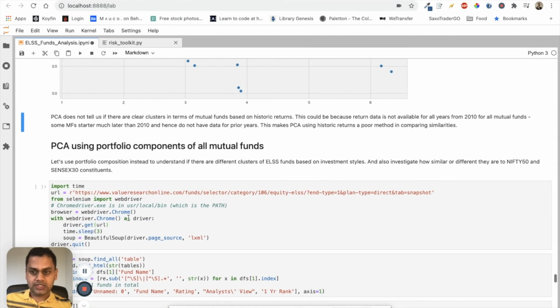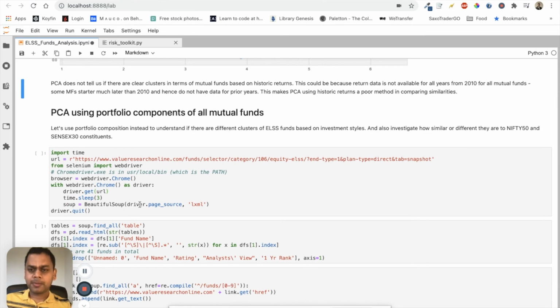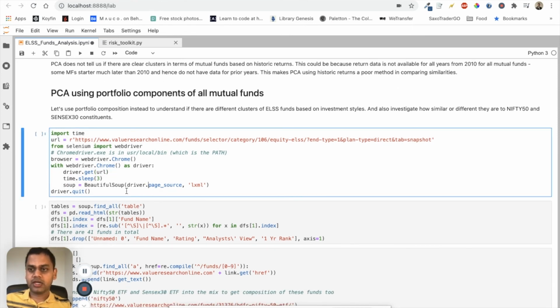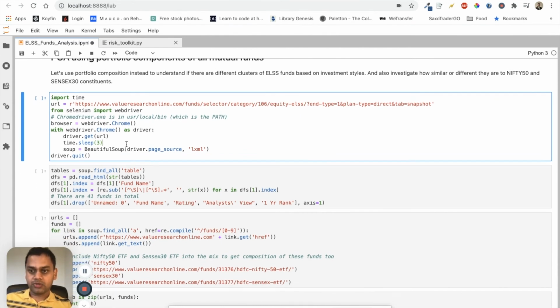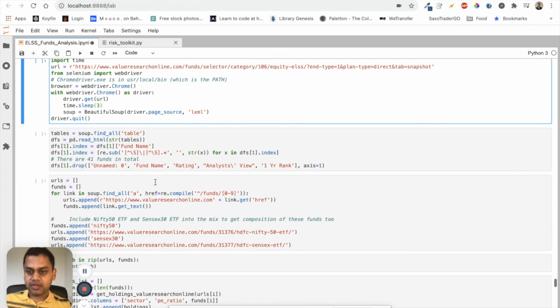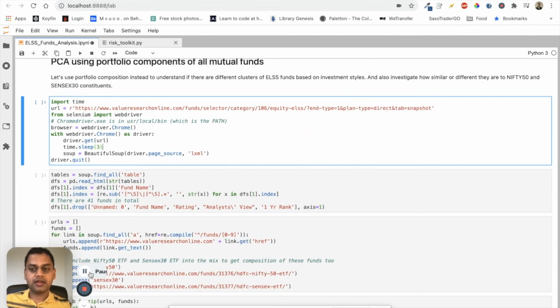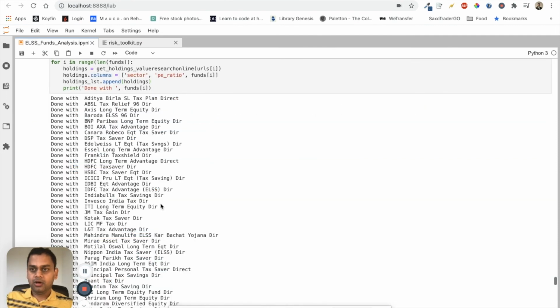This one is slightly more upscale, as in it involves a bit more work. We're carrying out principal components analysis again on all of those funds, now based on portfolio components, exactly the same approach we took for those 5 different funds. This line of code is going to collect data from Value Research again. There are about 40 different funds, so it will go into 40 different pages and collect the top portfolio holdings and smash it all together in a table, very similar to what we saw before. This is going to take a little bit of time, so I'm going to pause the video, let it run, and then we'll take the analysis forward from there. Okay, so this is done.